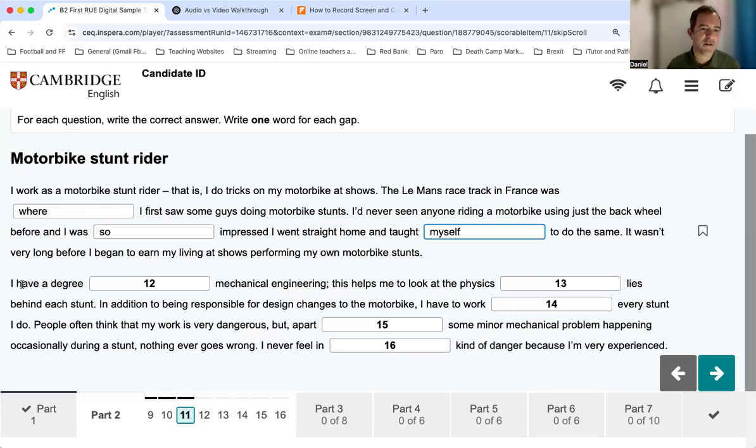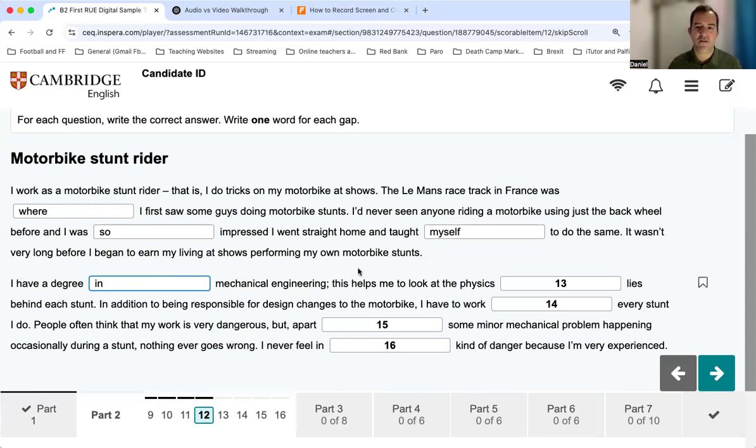Okay, I have a degree in mechanical engineering. Any students who go to English classes out there, I'm sure you've heard lots of people say, I have a degree on mechanical engineering, I have a degree too, I have a degree at. Well, no, the correct preposition is: I have a degree in mechanical engineering.